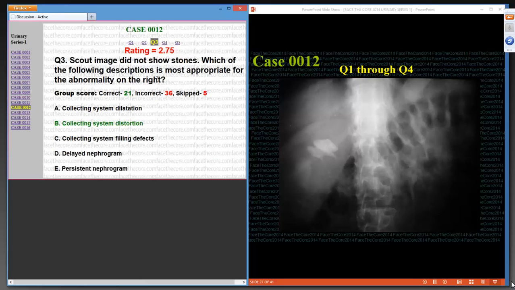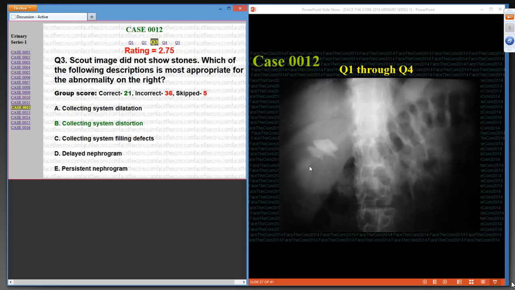Now, the SCOUT images did not show stones. Which of the following is most appropriate for the abnormality on the right? How do you describe it? The finding in this case is that there is collecting system distortion. It is not just dilatation. This system actually is not dilated. It is compressed by the tumor in an AP dimension and is therefore being distorted, but it looks as if it's rounded and it's dilated.